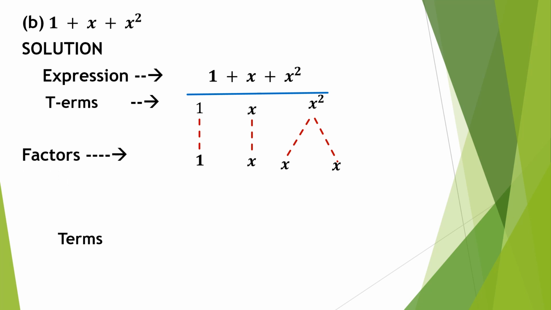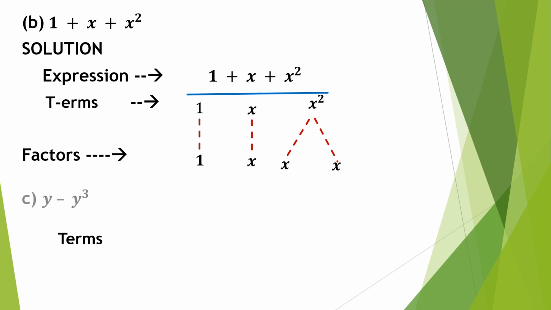Next question, y minus y cube. Here there are two terms. Which are the terms? y and minus y cube. So what are the factors? The factor of y is y itself. And what is the factor of minus y cube? Minus y cube can be written as minus 1 multiplied by y cube. So the factors are minus 1, y, y, y. 3 y's. Or you can write minus y, y and y.